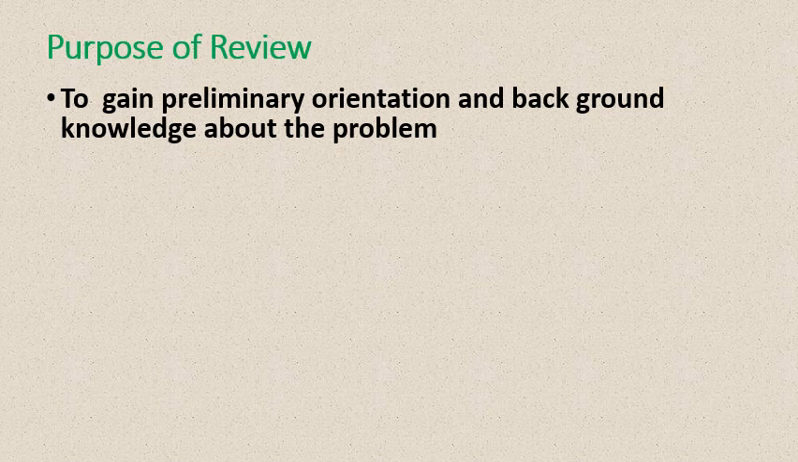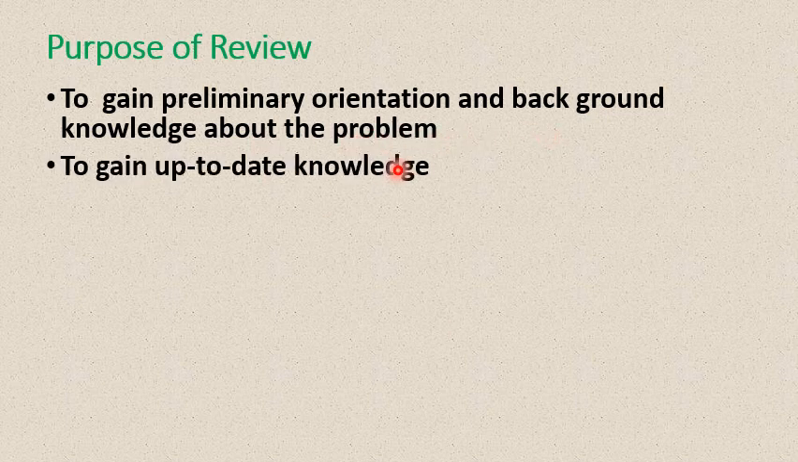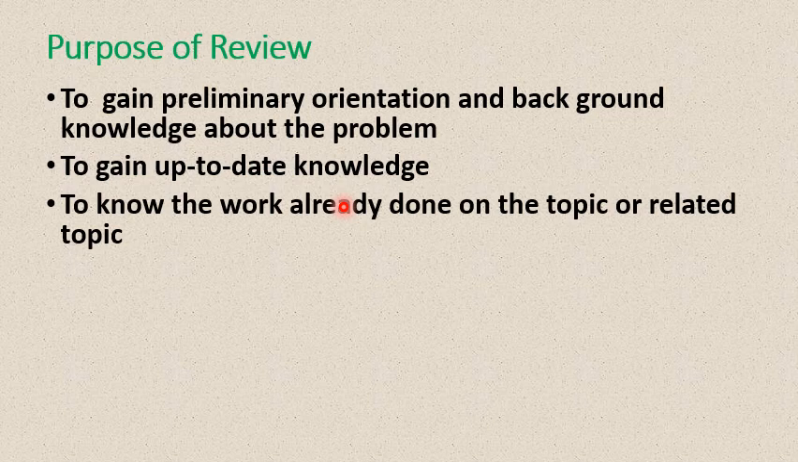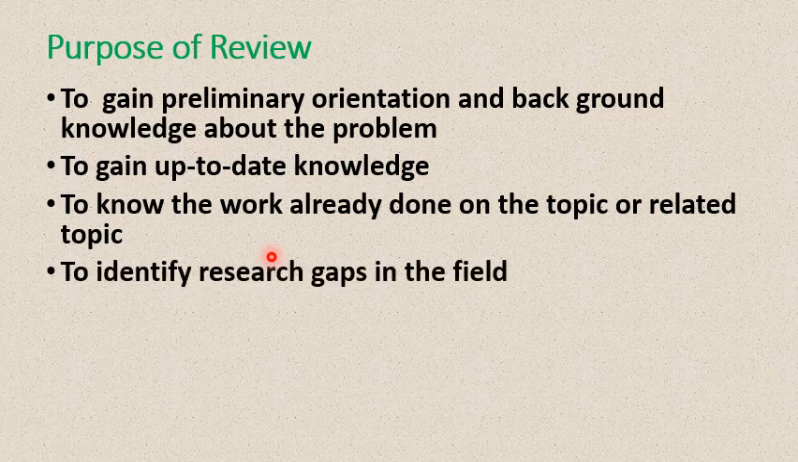Then what are the purposes of a review of literature? First one, to gain preliminary orientation and background knowledge about a problem. Second one, to gain up-to-date knowledge. We have to review literature to get up-to-date knowledge in the subject. Then to know the work already done on the topic or related topic, we have to understand what are the works done in the subject or related subjects. Then to identify the research gaps in the field. That means what has been done, then what is to be done.